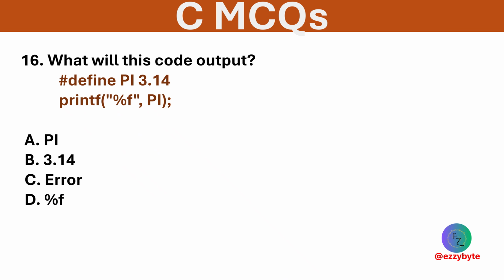What is the output of this code? Options are PI, 3.14, error, and %f. Option B is correct. The macro replaces PI with 3.14 before compilation.